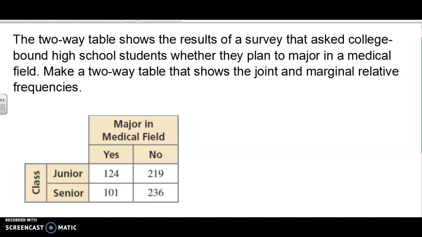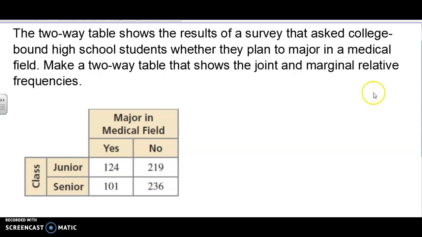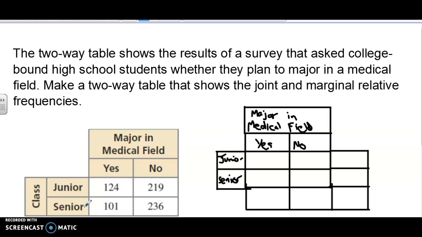It says a two-way table shows the results of a survey that asked college-bound high school students whether they plan to major in a medical field. Make a two-way table that shows the joint and marginal relative frequencies. So the first thing I'm going to do is make a two-way table. I'm just going to pause the screen and make that so you don't have to watch me draw it. Alright, so you'll see here, we have another two-way table. It's exactly the same, and we're just adding the marginal relative frequencies here.